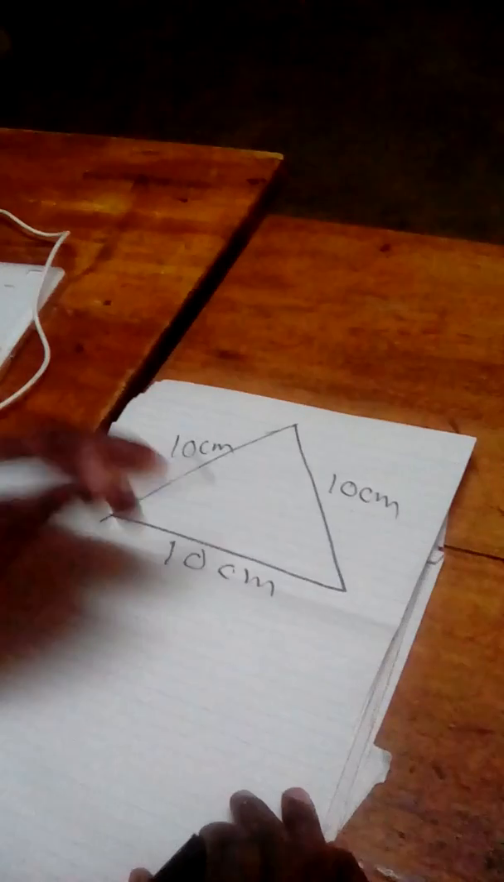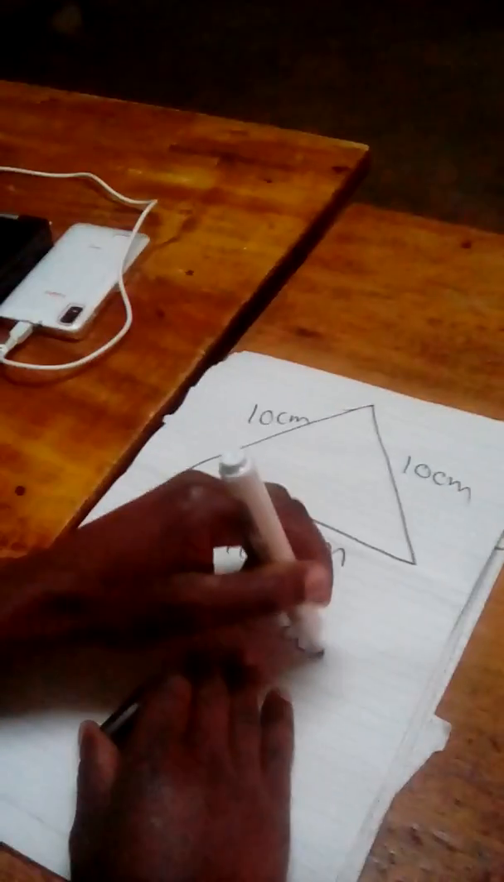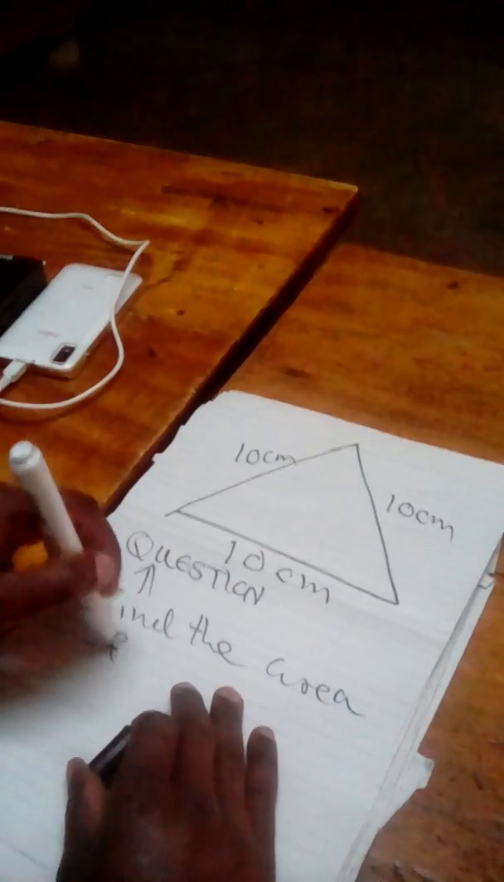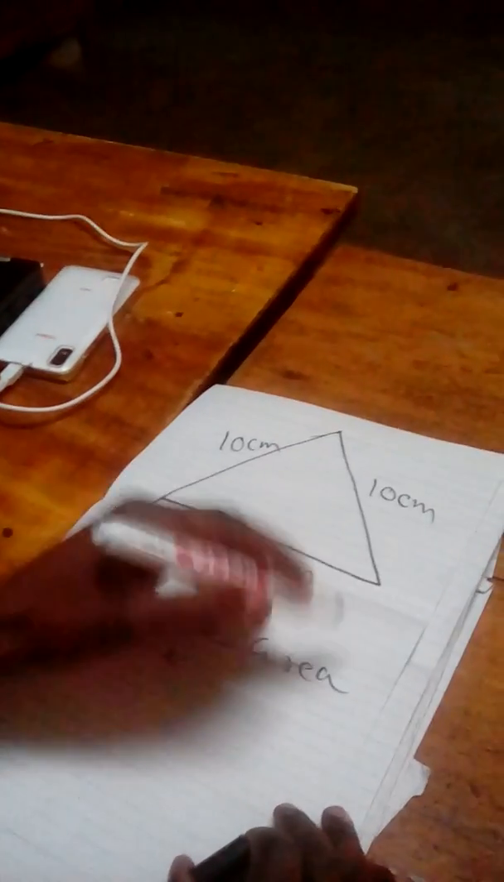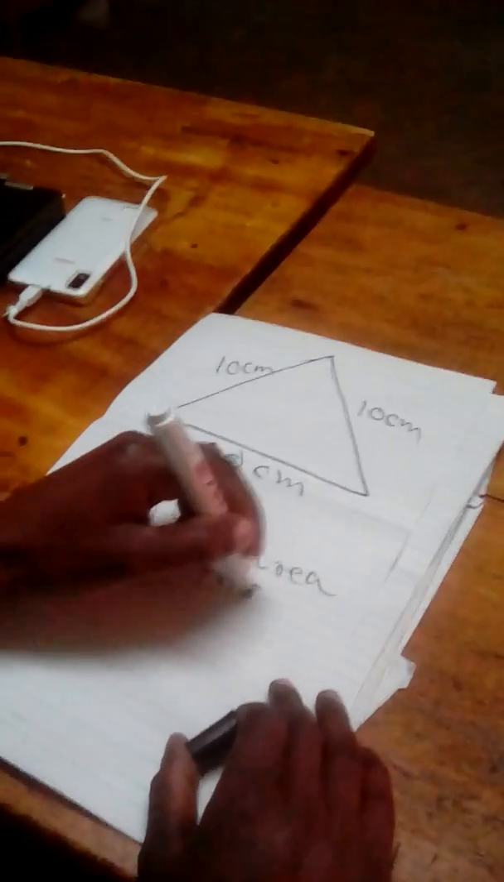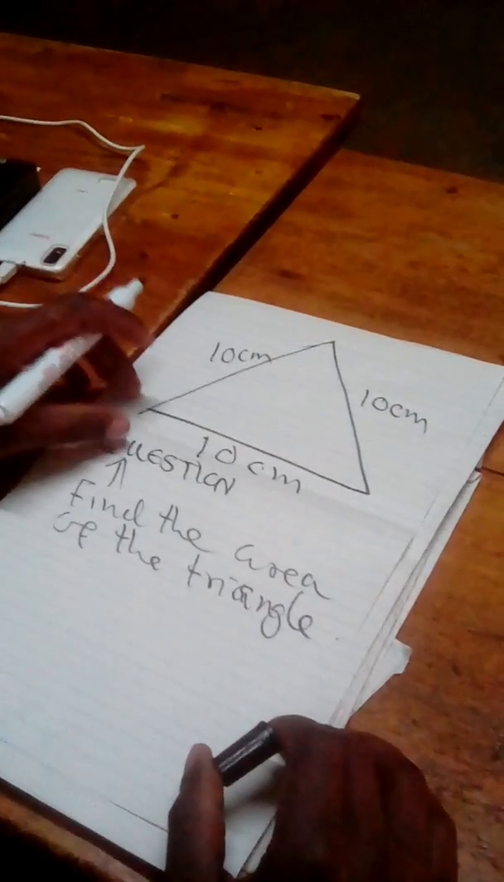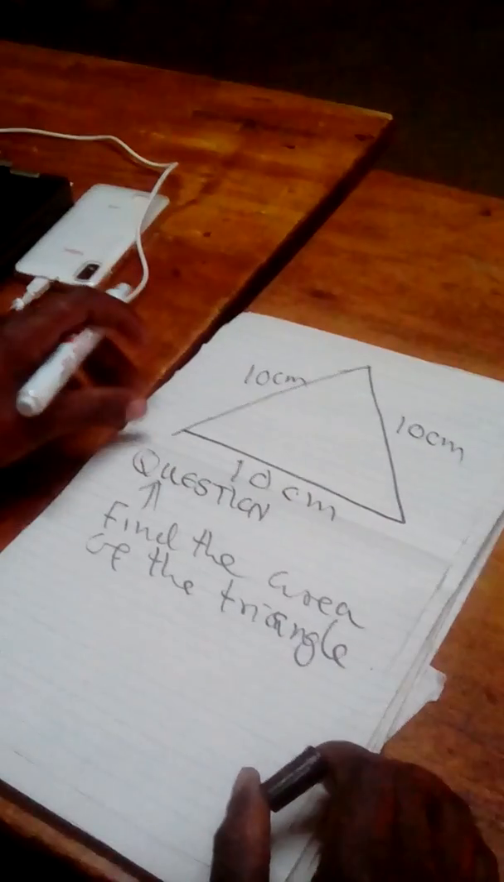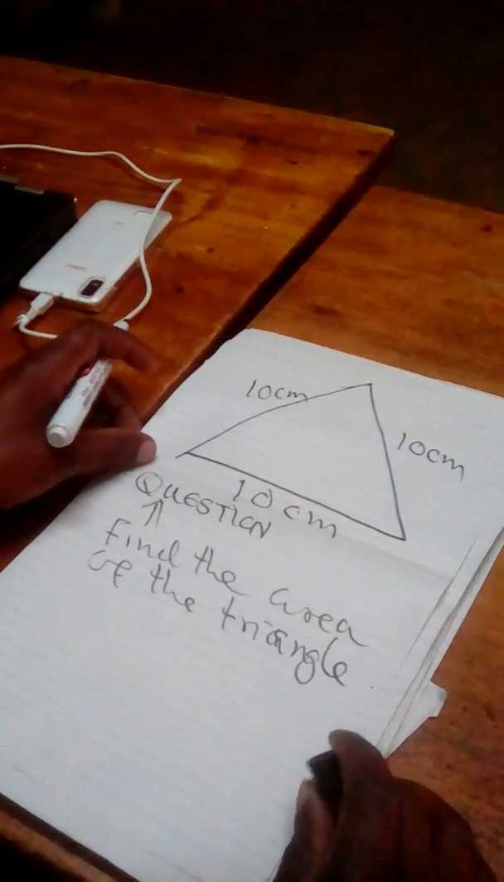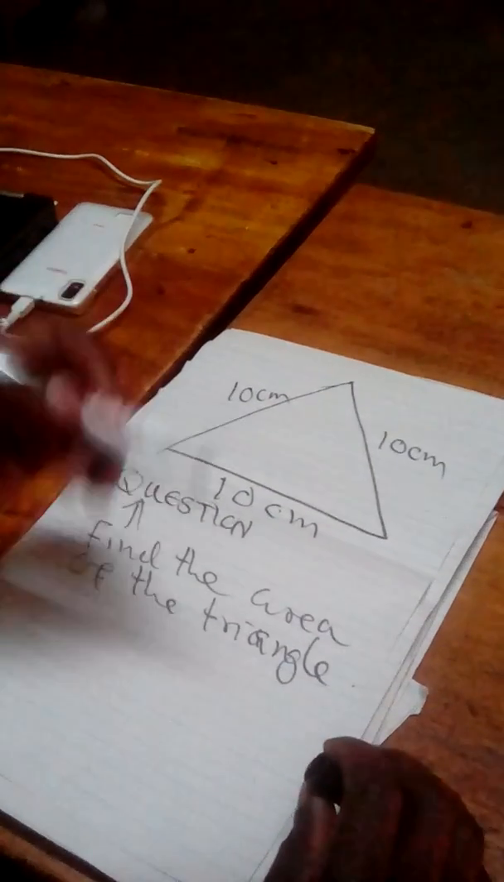Now the question is, find the area of the triangle. In fact, this shape is a triangle, but any triangular shape is also a 2D shape. And if you remember, 2D means two-dimensional.